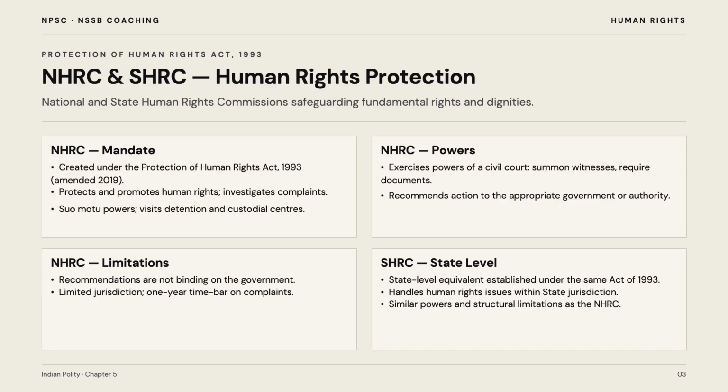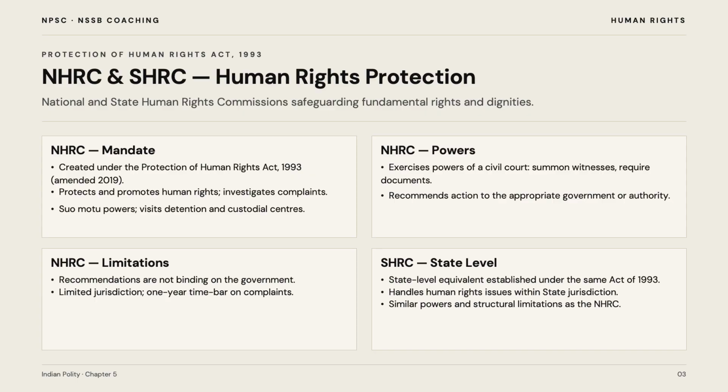An appeal doesn't need to come to them. That's what suo motu means. So they have this power, and they also visit detention and custodial centers to discuss with the detainees and so forth.